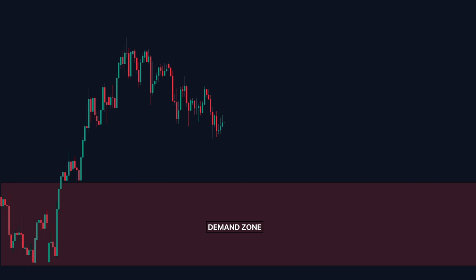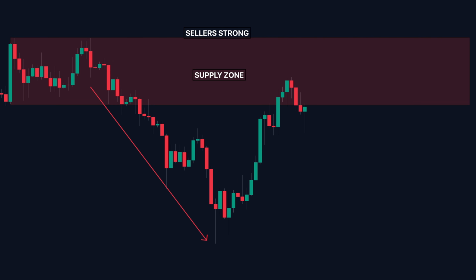A demand zone typically forms after a sharp upward move, indicating that institutions likely placed large buy orders in that area. It is a price level where buyers are stronger than sellers. When the price returns to this zone, buying pressure often pushes it back up. Supply zone. A supply zone is where sellers are stronger than buyers. It usually forms after a sharp drop, indicating big sell orders from institutions. When the price rises into this zone, selling pressure drives it back down.